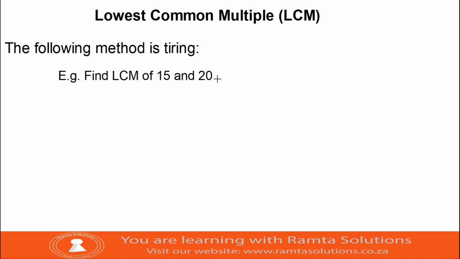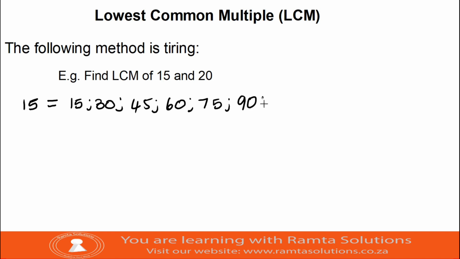it will be tiring for you to find multiples of 15, which are 15 times 1 is 15, times 2 is 30, times 3 is 45, times 4 is 60, times 5 is 75, times 6 is 90, times 7 is 105, times 8 it's 120, times 9 it's 135, and so on.